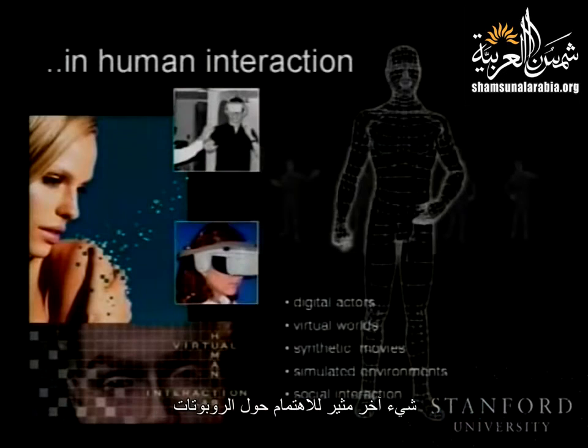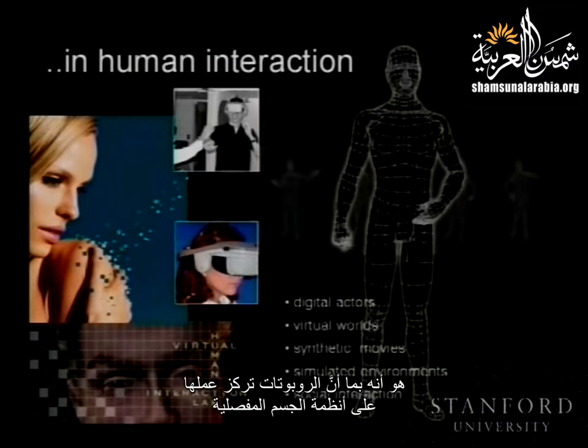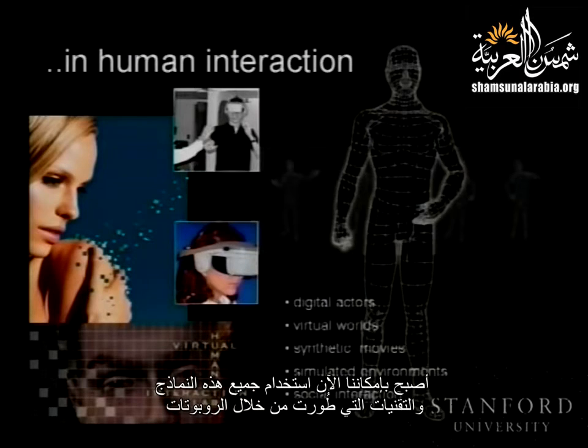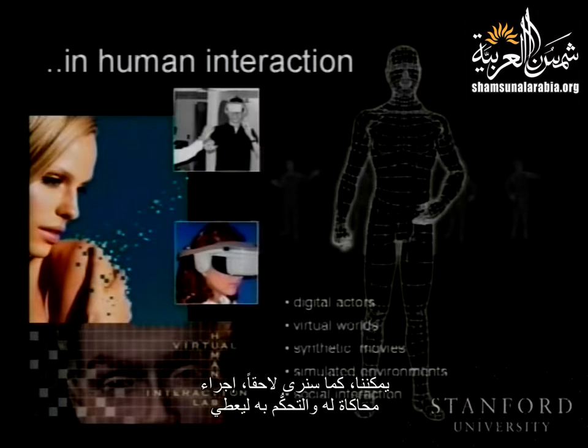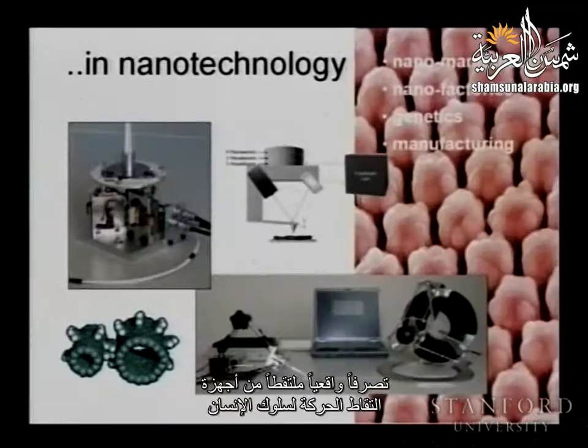Another interesting thing about robotics is that because robotics focuses on articulated body systems, we are able now to use all these models, all these techniques we developed in robotics to model the human and to create a sort of digital model of the human that, as we will see later, can be simulated and controlled to reproduce actual behavior captured from motion capture devices about human behavior.